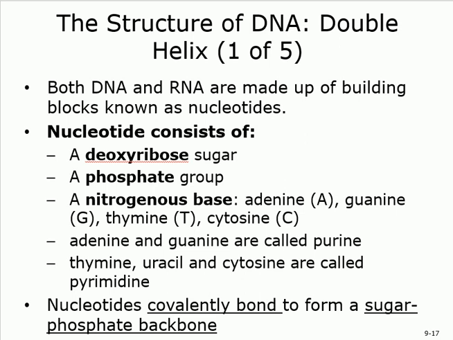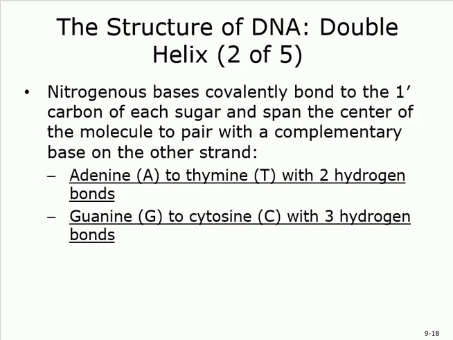Which is purine? Which is pyrimidine? You need to know that. A and G are purines. T, U, and C are pyrimidines.